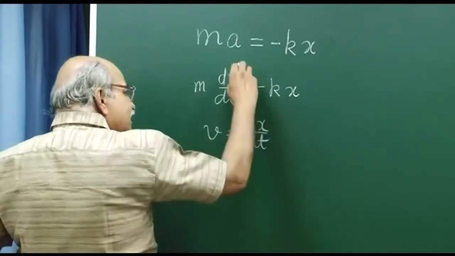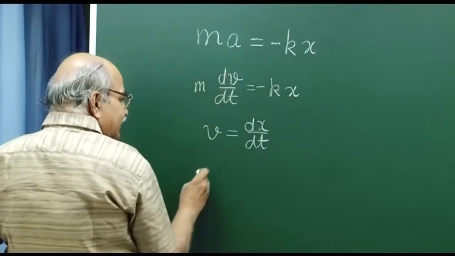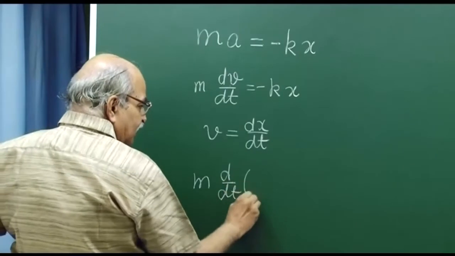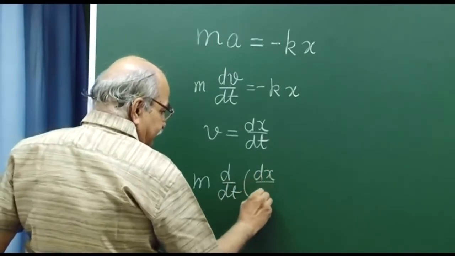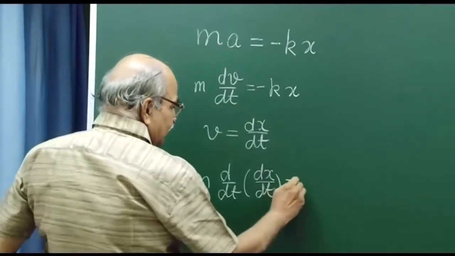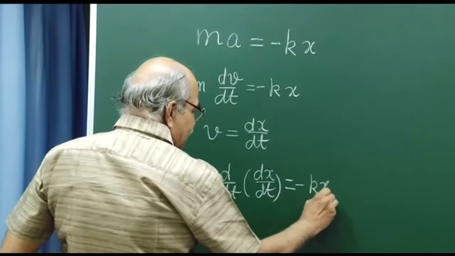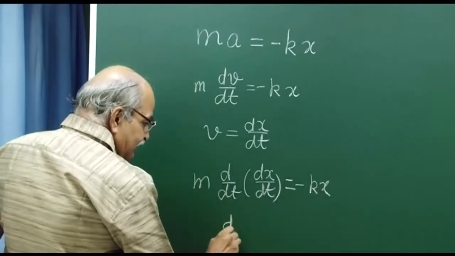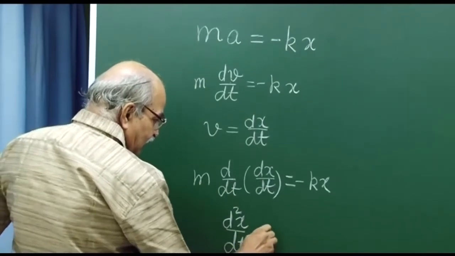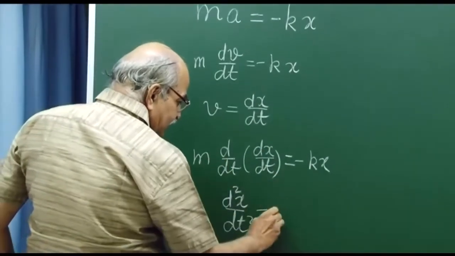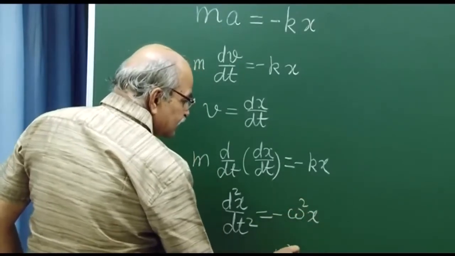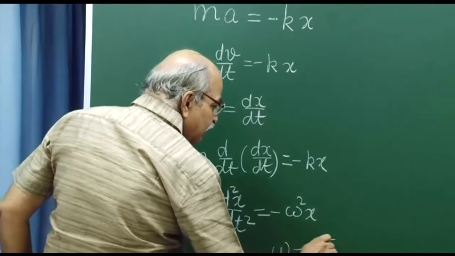And if I put this thing here, the way it is written is m d/dt of dx/dt, in place of this v, equal to minus kx, and this is written as d2x/dt square. And if I bring this m here, it is minus omega square x, where omega is square root of k by m.